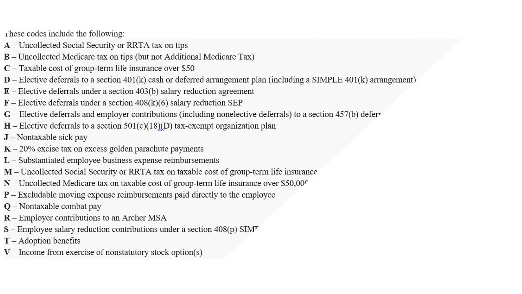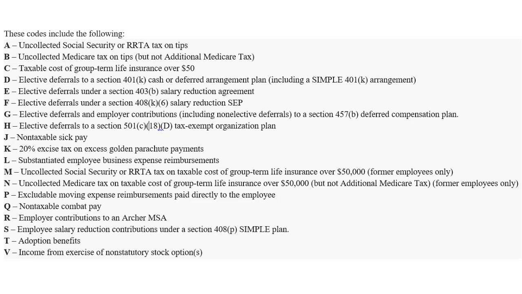These codes can include the following: A, uncollected Social Security or RRTA tax on tips; B, uncollected Medicare tax on tips but not additional Medicare tax; C, taxable cost of group term life insurance over $50,000; D, elective deferrals to a Section 401(k) cash or deferred arrangement plan, including a SIMPLE 401(k) arrangement; E, elective deferrals under a Section 403(b) salary reduction agreement; F, elective deferrals under a Section 408(k)(6) salary reduction SEP; G, elective deferrals and employer contributions, including non-elective deferrals, to a Section 457(b) deferred compensation plan; H, elective deferrals to a Section 501(c)(18)(D) tax-exempt organization plan; J, non-taxable sick pay.